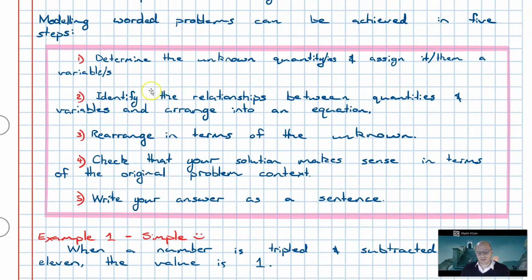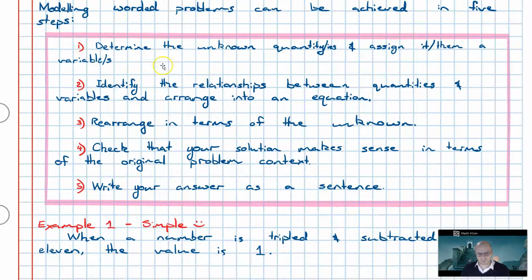Now, the first of these 5 steps is when we have a written problem, the first thing we do is we determine the unknown quantities as well as the known quantities. If we have unknown quantities, we assign them variables. Secondly, we identify the relationships between quantities and variables and arrange them in an equation form. So step 1 and step 2 are actually the hardest steps in the process typically.